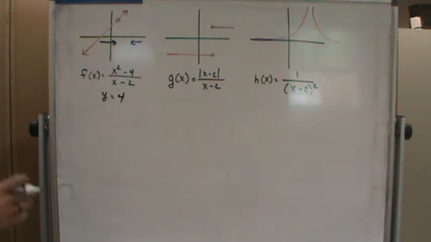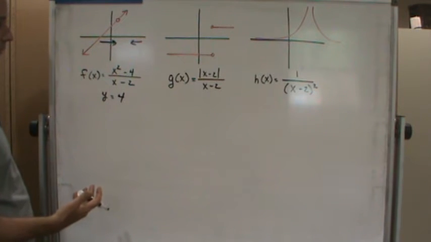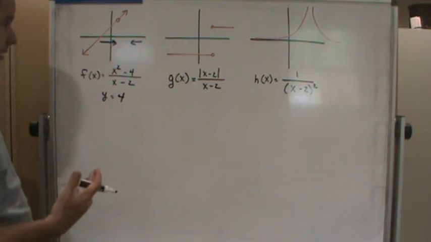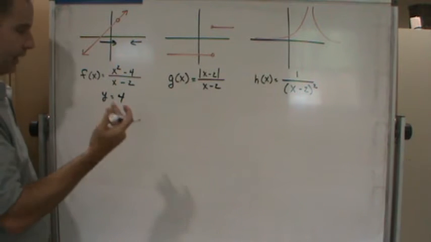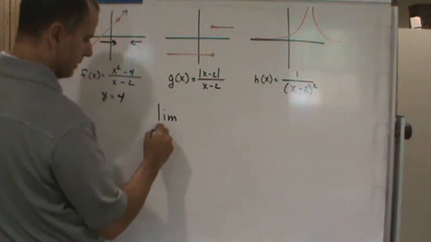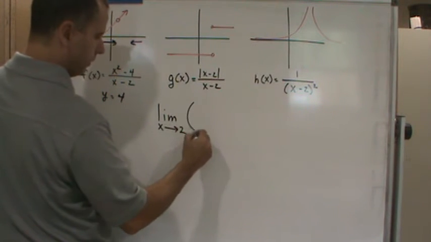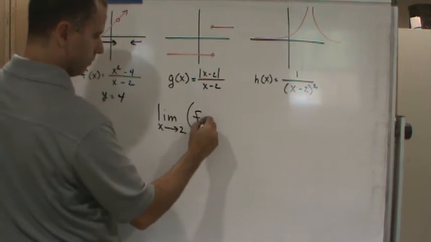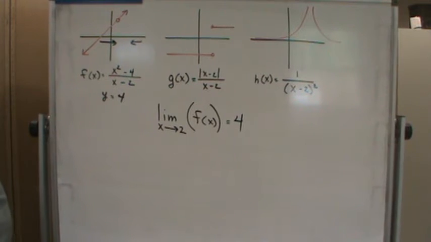Okay, and so that would be something that we would want to know, possibly, that this graph is approaching 4. Or we would say that the limit of this function as x approaches 2 is 4. And the way we would do that symbolically is we would write it this way. The limit as x approaches 2 of f of x is equal to 4. Okay?